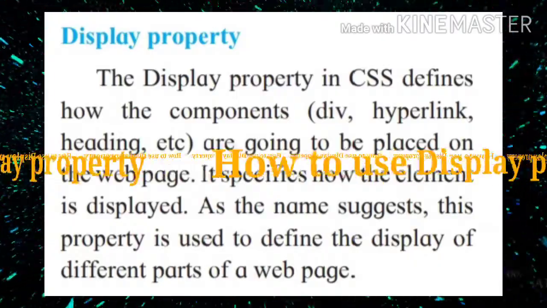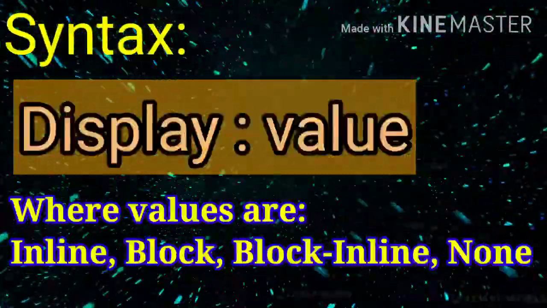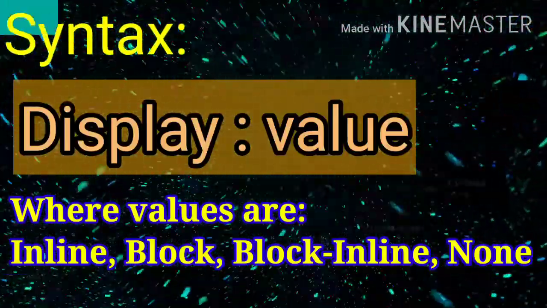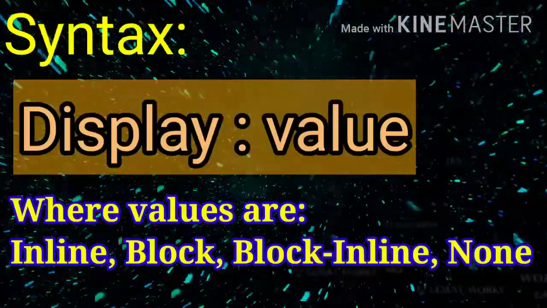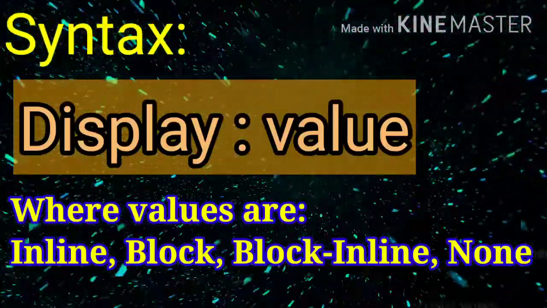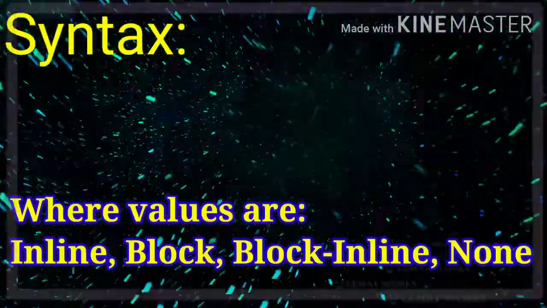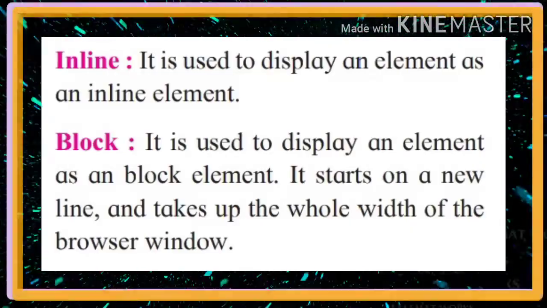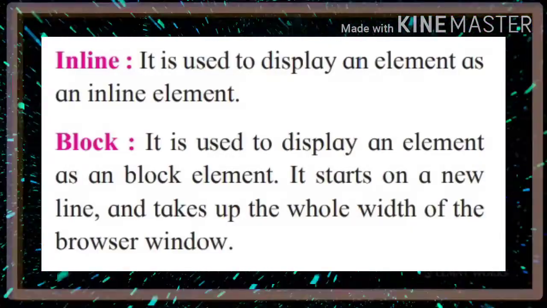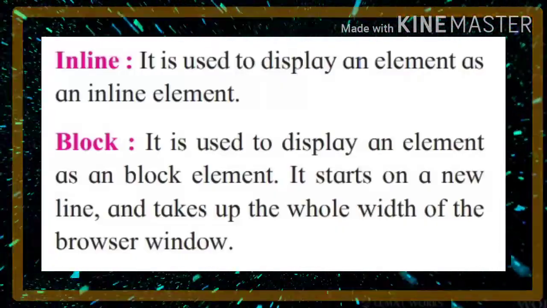Now we see how to use the display property. First we see the syntax. Here the syntax is display colon and value, where the values are inline, block, inline-block and none. So these are the 4 values used in the display property. Here inline is used to display an element as an inline element. Block is used to display an element as a block element.